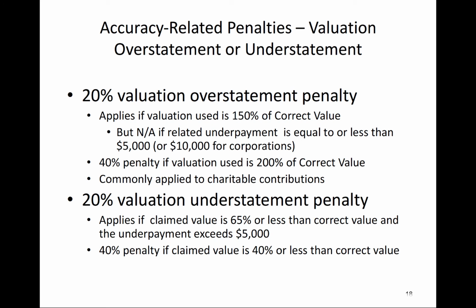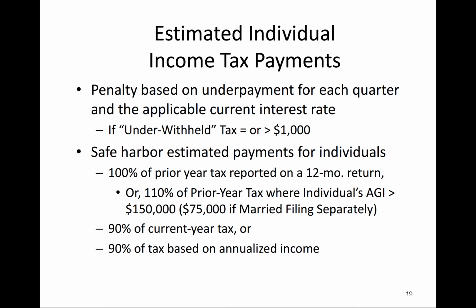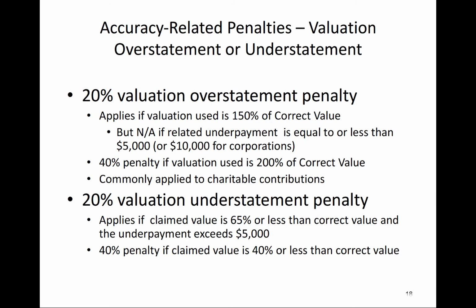Overstatements: you're overstating deductions and things that are giving you benefits. That's what you have here. Very similar rules with respect to the understatement we just looked at, 20% and 40%.